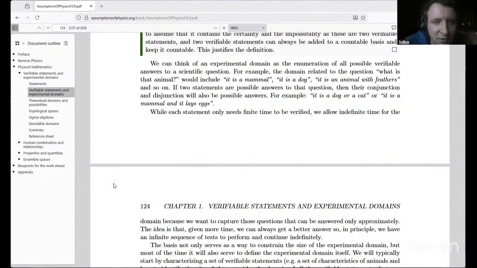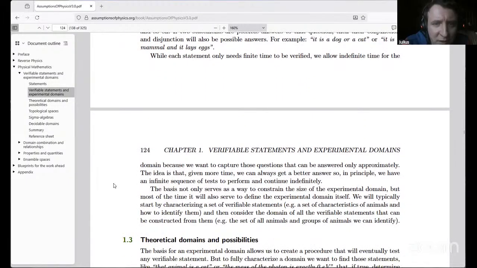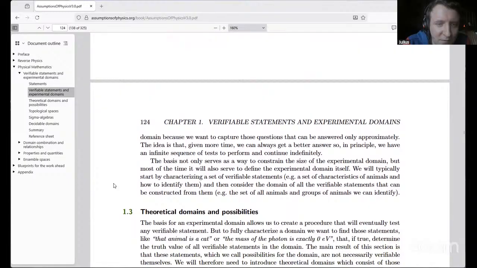While each statement only needs finite time to be verified, we allow indefinite time for the domain because we want to capture those questions that can be answered only approximately. The idea is that given more time, we can always get a better answer. So in principle, we have an infinite sequence of tests to perform and continue indefinitely.